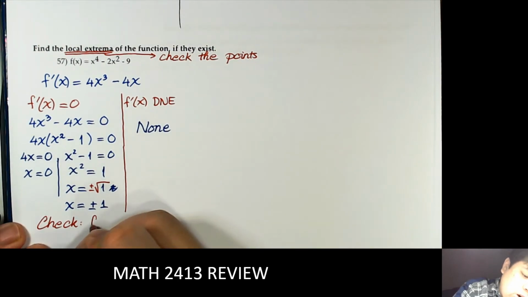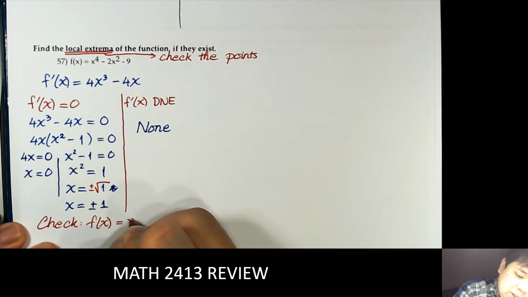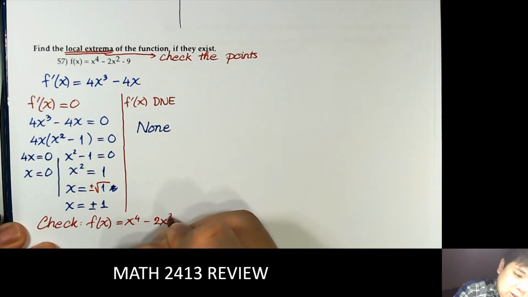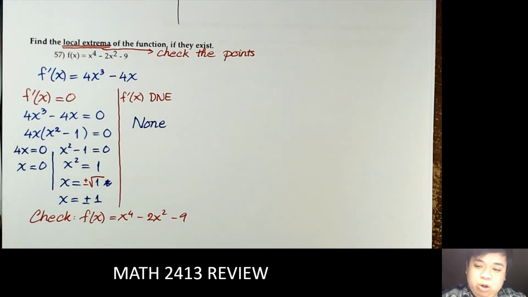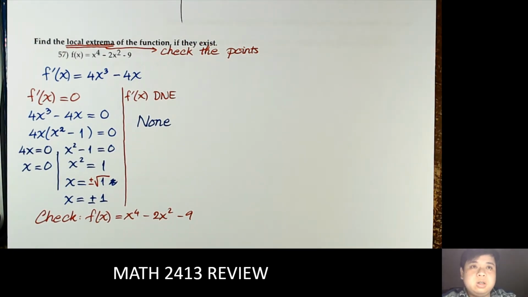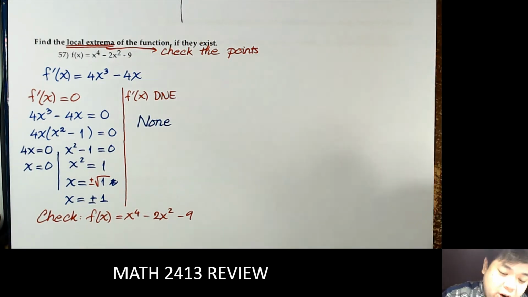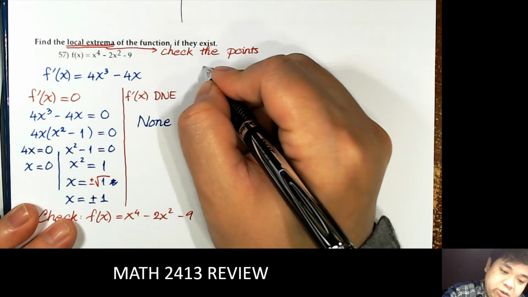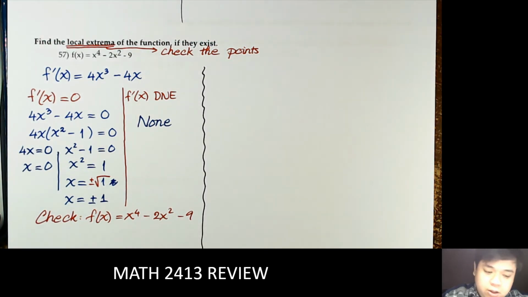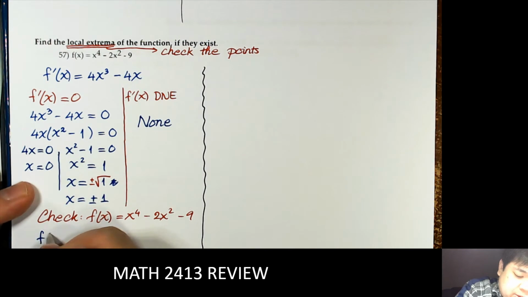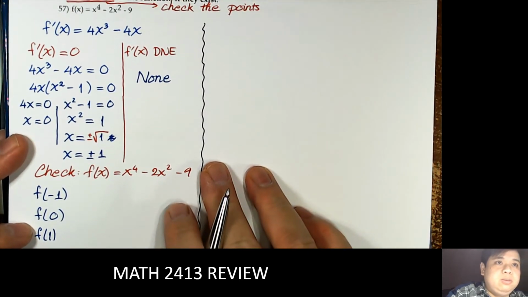With the original function, because the points, maximum, minimum, inflection point, critical points, all the points belong to the original function. So we always have to check with the original function. Right. So what is f of negative 1, f of 0, and f of 1?